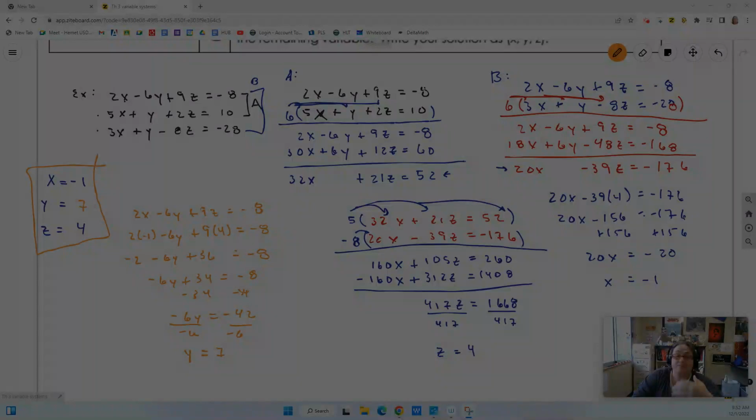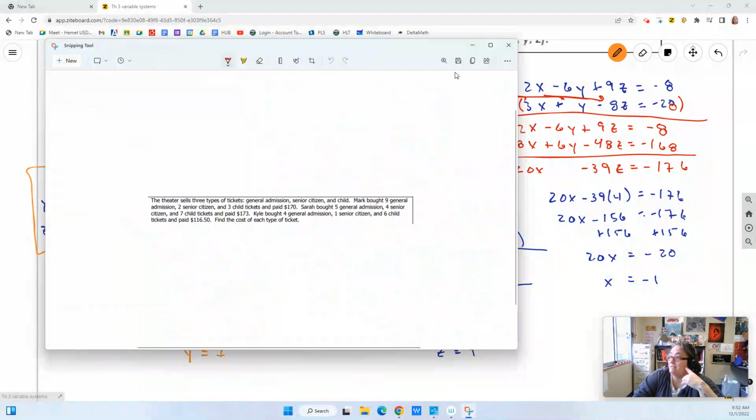And I'm just copying it down so I don't have to write all the words. Doing a little snipping tool there.